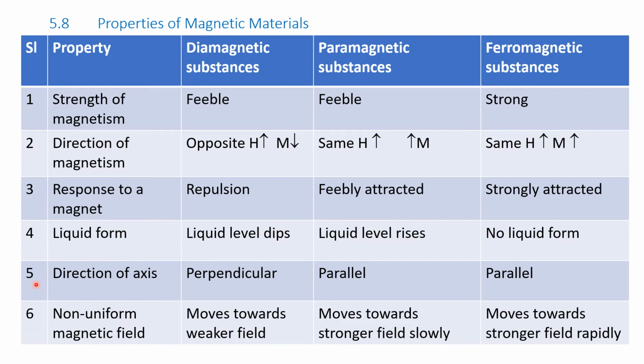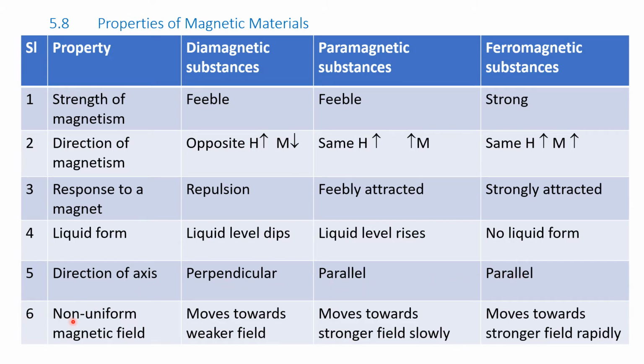Point number 5. Direction of axis. The diamagnetic substances have a perpendicular axis, whereas paramagnetic and ferromagnetic substances have a parallel direction of axis.